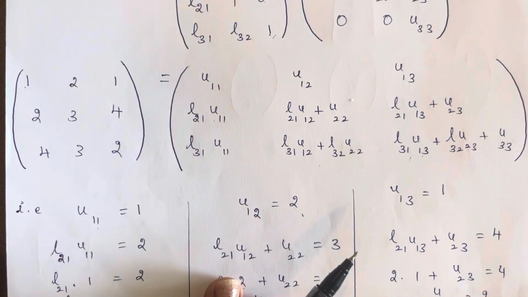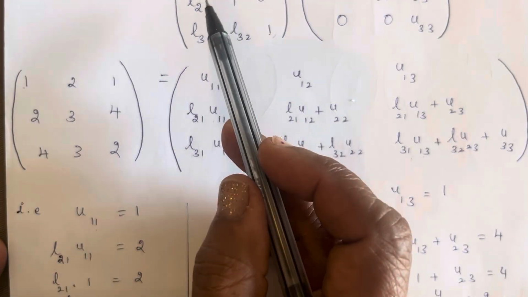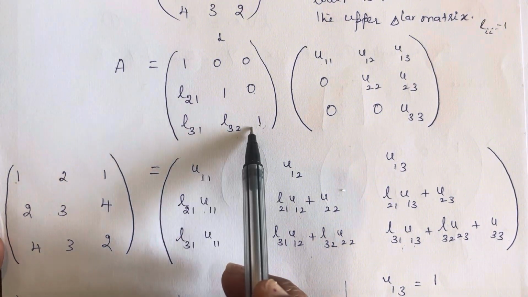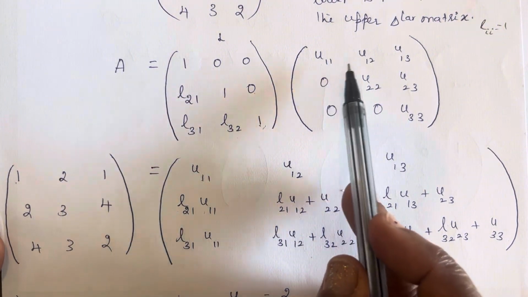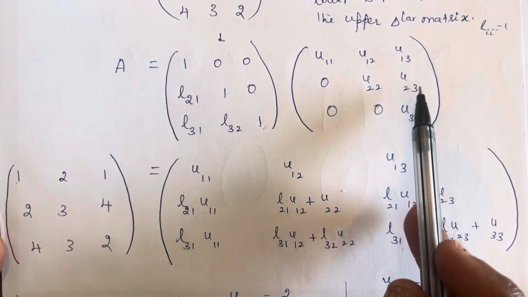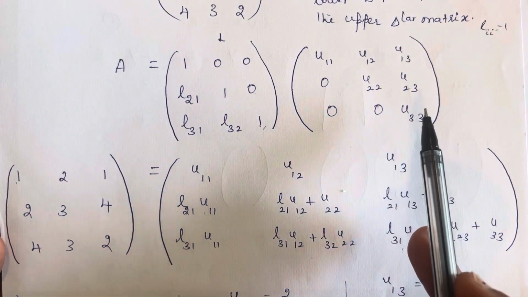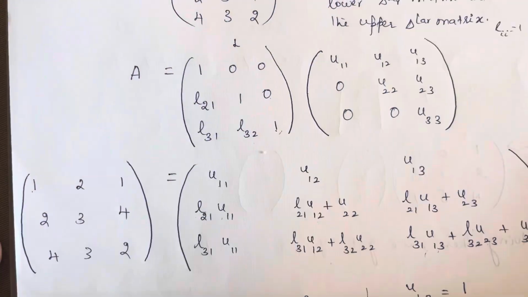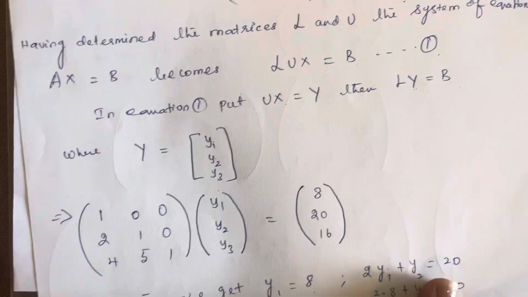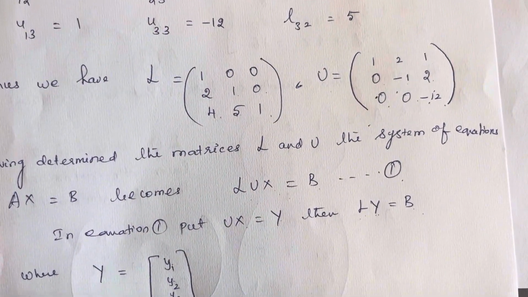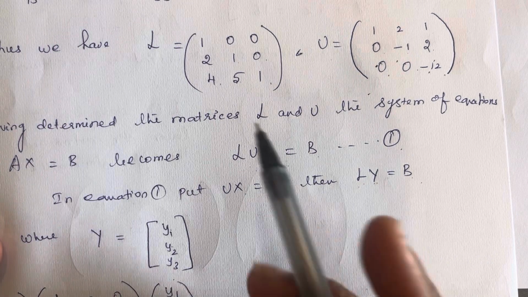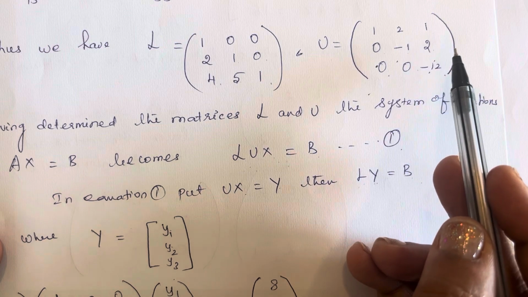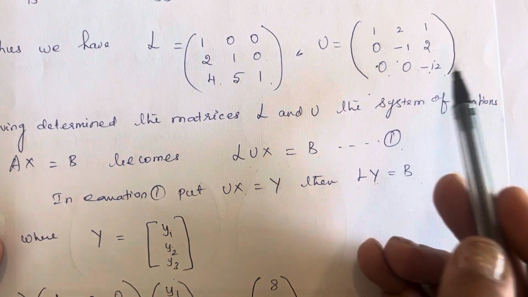Now from this matrix, we know the values. If you go here, we found out what L21, L31, L32 are. Similarly, we found out U11, U12, U13, U22, U23, U33. All the values have been found. So let us now substitute for the lower triangular matrix L and upper triangular matrix U. L is equal to 1, 0, 0; 2, 1, 0; 4, 5, 1, and U is 1, 2, 1; 0, minus 1, 2; 0, 0, minus 12.